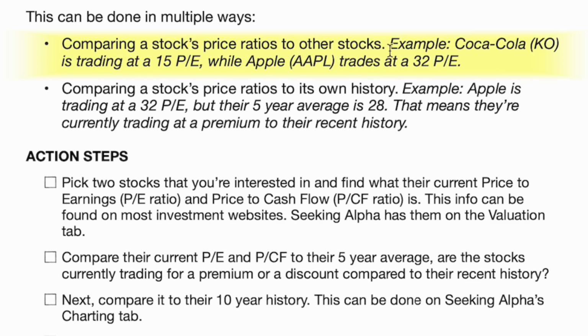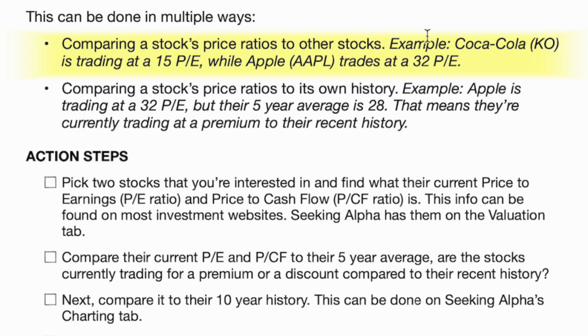Comparing a stock's price ratios to other stocks, like for example, if Coca-Cola was trading at a 15 price to earnings, which I checked and it's not, by the way, but then Apple was trading at a 32 price to earnings, then what do those two different things mean? But also an important idea is to compare a stock's price ratio to its own history. For example, if Apple is currently trading at a 32 price to earnings, but their 5-year average is a 28 price to earnings, then that may mean that they're currently trading at a premium to their recent history.